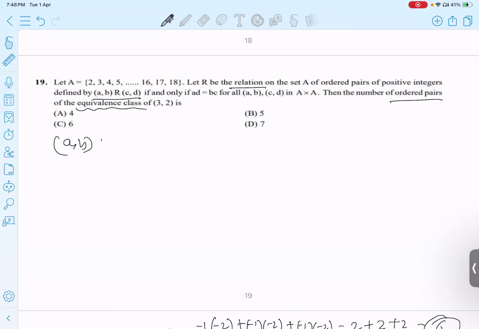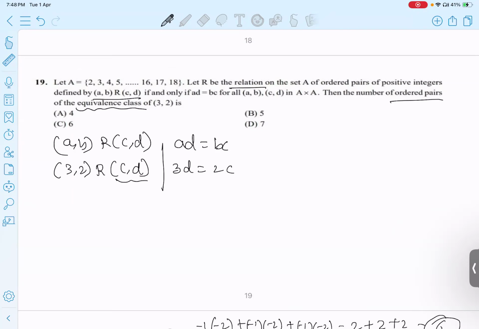If (A, B) is related with (C, D) with the condition AD is equal to BC, that is, (3, 2) will be related to (C, D) with 3D is equal to 2C, then what will be the values of C and D? If so, we will know how many ordered pairs are possible. I can rewrite this as 2C is equal to 3D. Now keep on substituting the values of C and D. C can take the value 2, 3, 4, 5, any value. D also can take any value 2, 3, 4, 5. But if I substitute the C and D values, the equation has to be balanced.